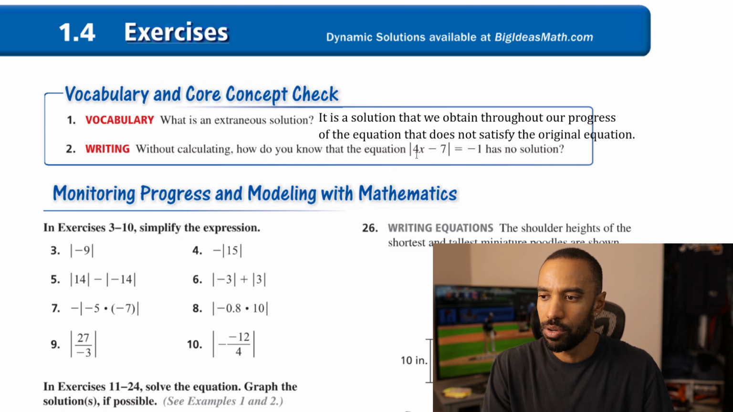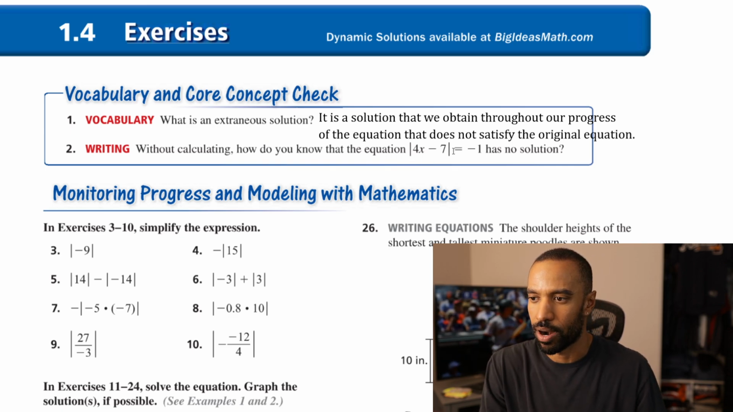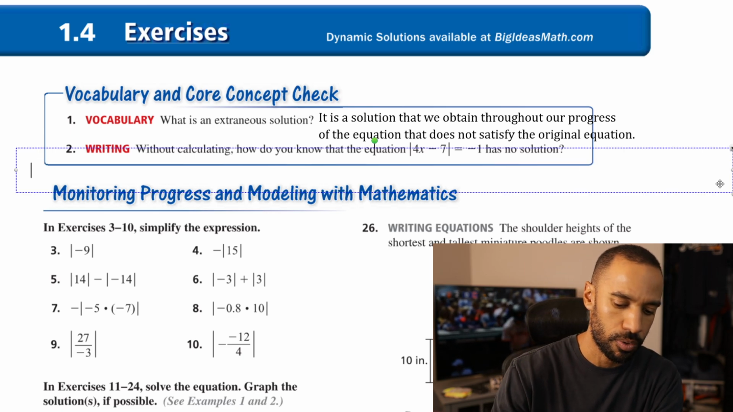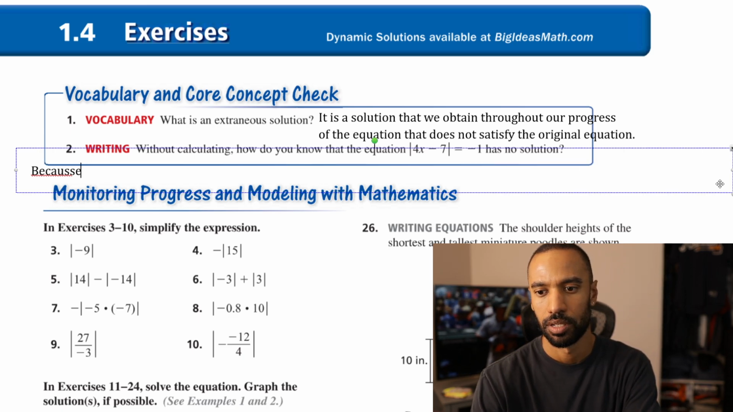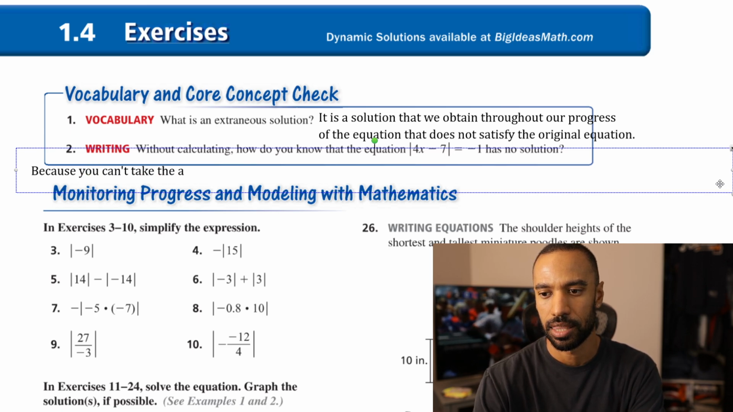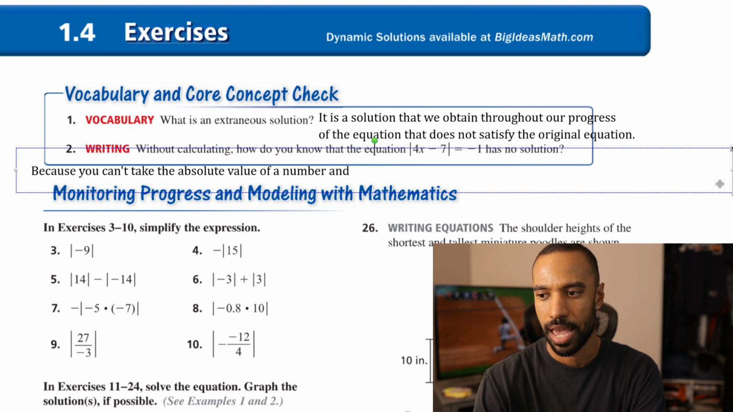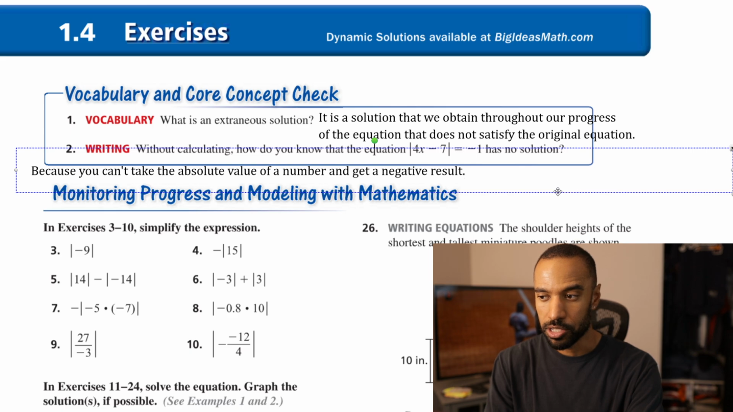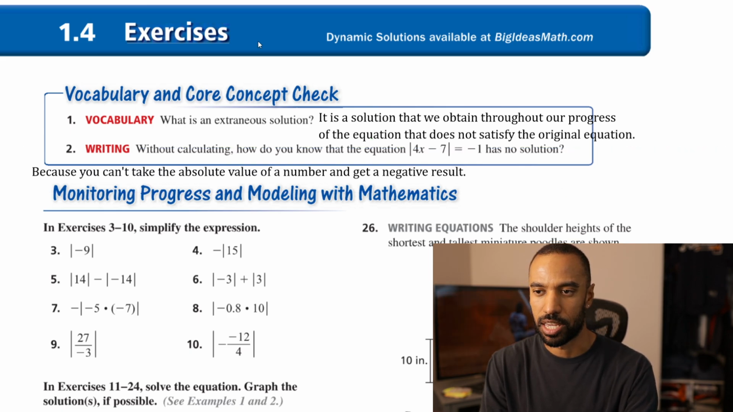Without calculating, how do you know that the equation absolute value of 4x minus 7 equals negative 1 is no solution? Because you can't take the absolute value of a number and get a negative result. You can get positive, you can get 0. You can't get negative by taking absolute value.